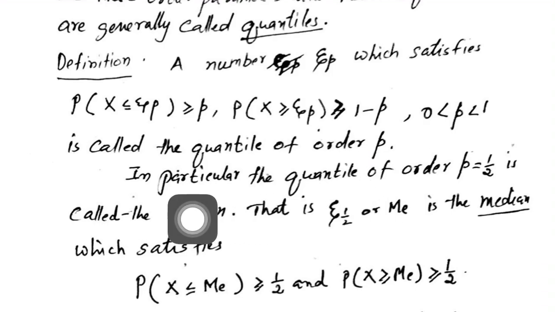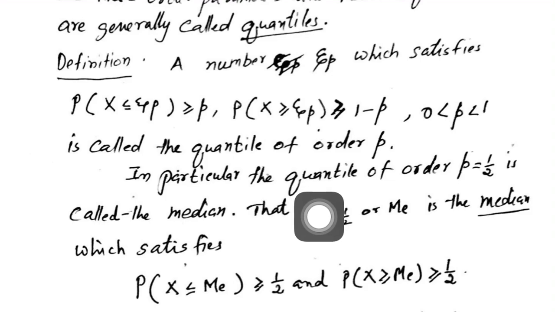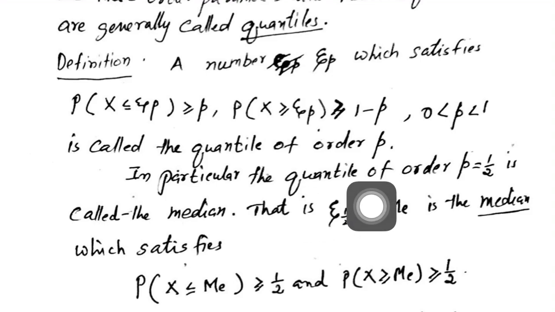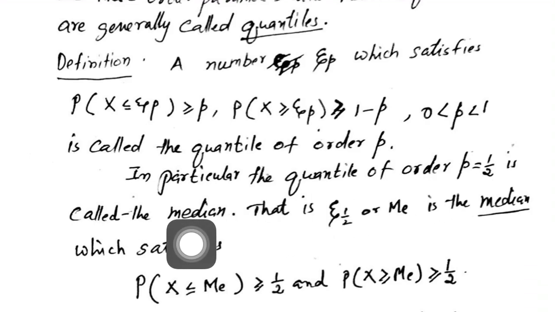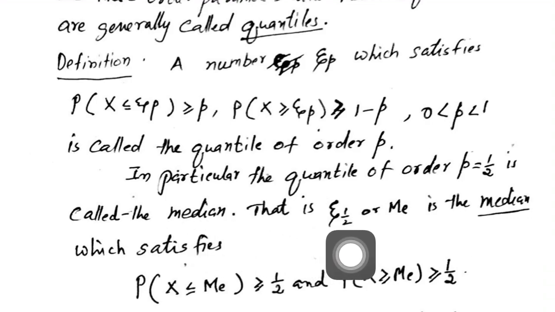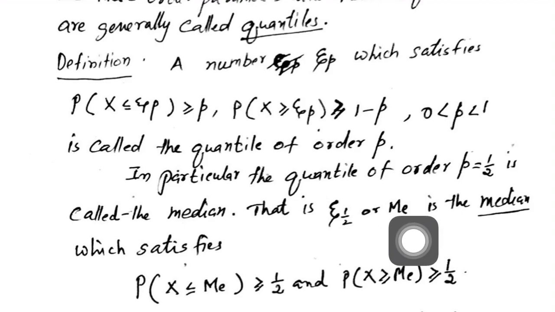And you take a particular case of the quantile. Suppose the order p is equal to 1 by 2, and this quantile is called the median. The median is therefore represented by psi 1 by 2, substituting 1 by 2 for p, and this is also denoted by ME, which stands for median.